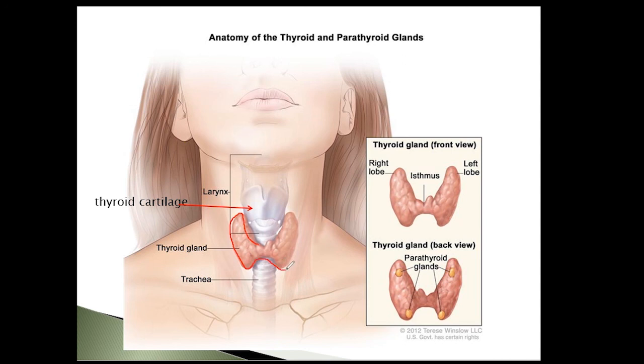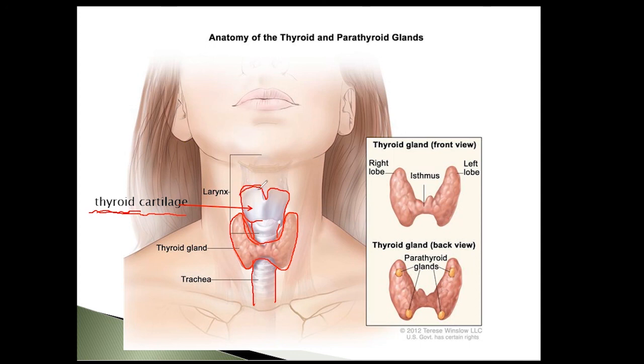It looks like a wing here. Some people call it a butterfly. And the trachea is located pretty much in the center. And above it is a big cartilage. Because it is located in front of the trachea, and the trachea and thyroid gland are pretty close there, we call it thyroid cartilage.